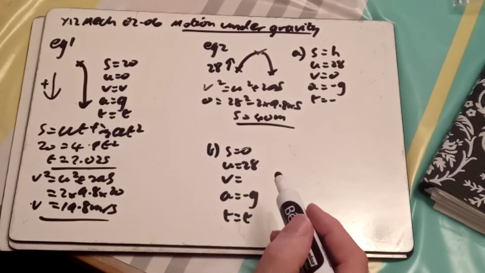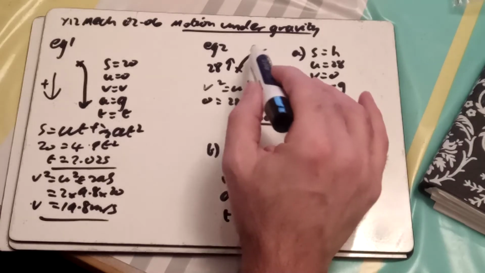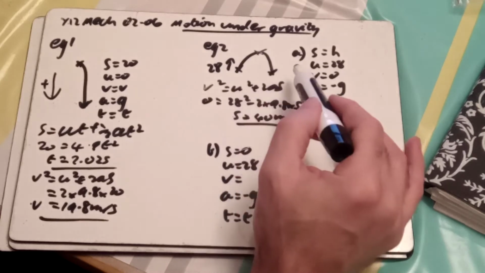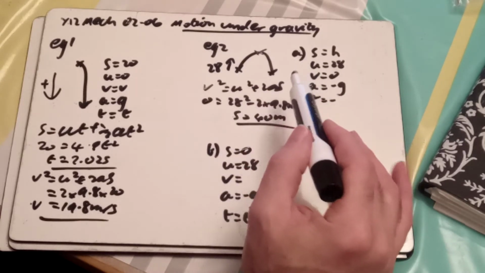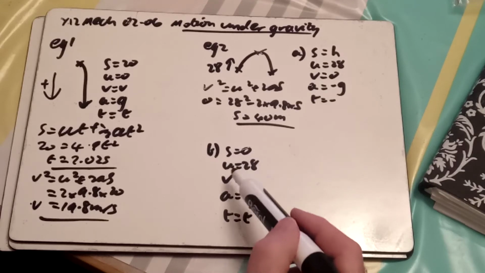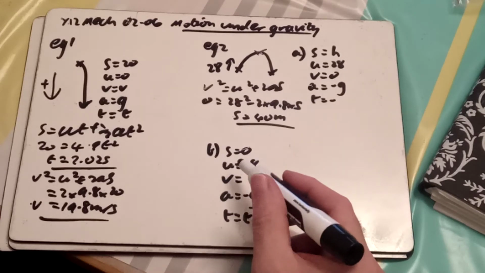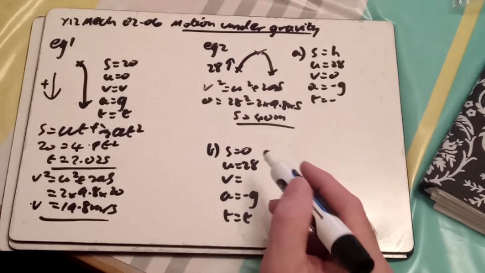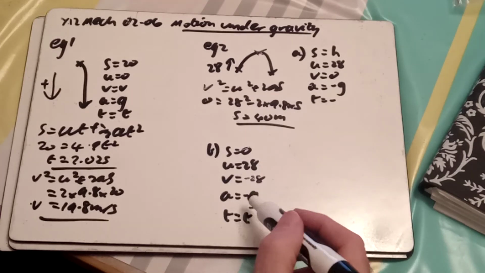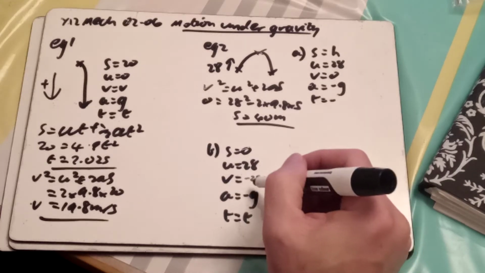For part B, how long did it take to return to the ground? It's not very clear, the wording in the question, if that means from the top to return or from when it was thrown to return. So I'm going to take the overall time from when it was thrown. So I'm taking S to be back to 0. U is 28. Because it's at exactly the same height, it's going to have exactly the same value as speed, but in the opposite direction. So if I needed it, V will be minus 28, but I don't need it really. A is minus G and T is what we're after. So it's the one without V.